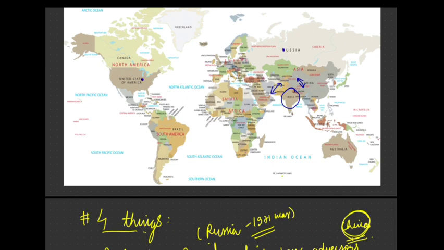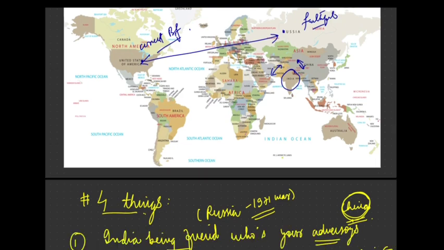Russia and the USA are already hostile with each other. One was your faithful friend, and the USA is your current best friend, so this is also not good. Secondly, if you see these regions, they are also not prospering very much. So this will increase the conflict in this region, which is harmful for our country. So this was the thing.